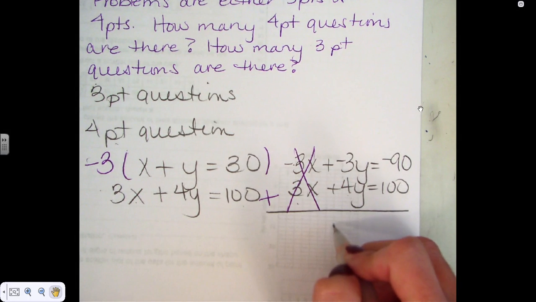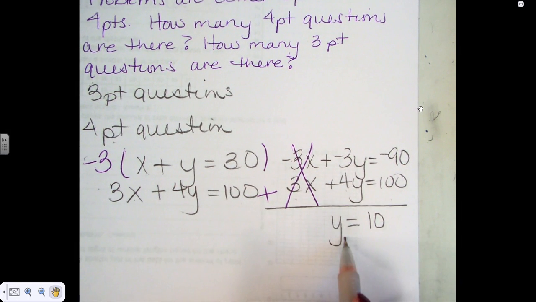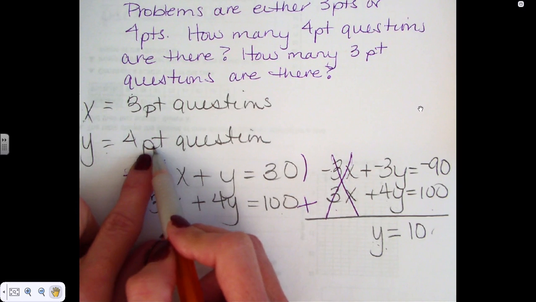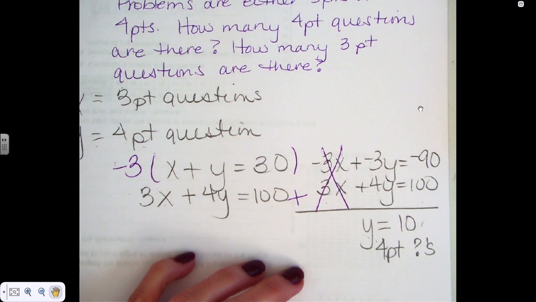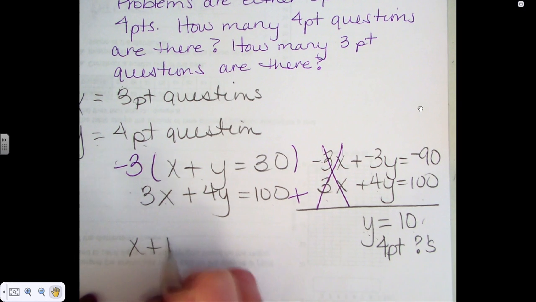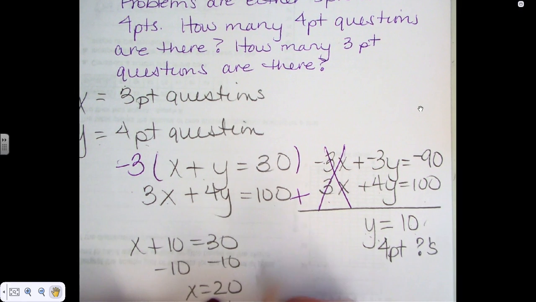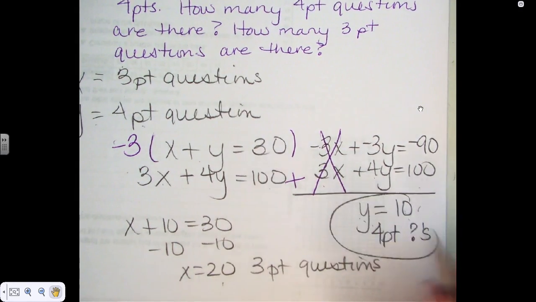-3, +4 gives me 1y. -90, +100 is 10. And what does this mean? There are 10 y. Y is 10. My y, if you look back up here how we defined it, y is 4-point questions. So I have 10 4-point questions. So if I have 10 4-point questions, when I plug it back in, X is 20, and X represents 3-point questions. So those are my answers.